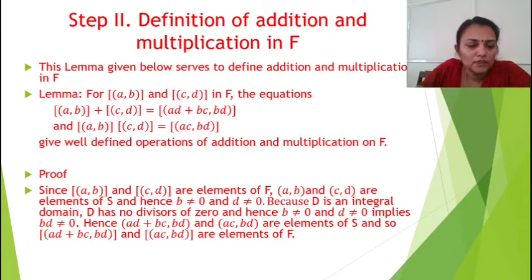Now for the proof, since [a,b] and [c,d] are elements of F, (a,b) and (c,d) are elements in S itself, and hence b not equal to 0 and d not equal to 0. Because D is an integral domain, D has no zero divisors, and hence b not equal to 0 and d not equal to 0 implies bd not equal to 0. So both these elements (ad + bc, bd) and (ac, bd) are elements of S. So [ad + bc, bd] and [ac, bd] are elements of F.